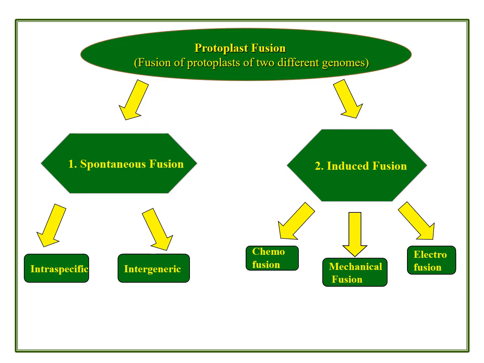Let us see the fusion of protoplasts from two different genomes. It may be achieved through spontaneous fusion, since once they are in the suspension, they can automatically fuse themselves and form homokaryons and synkaryons. Induced fusion involves chemical fusion, mechanical fusion, and electrofusion. Intraspecific and intergeneric fusions can be obtained from the spontaneous fusion of the protoplasts.